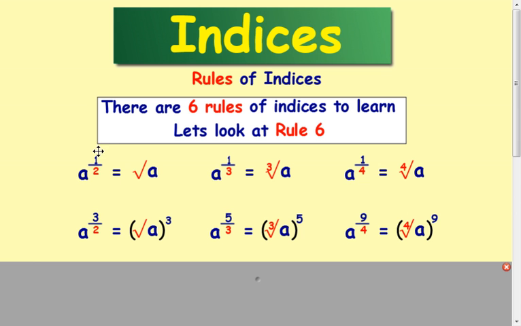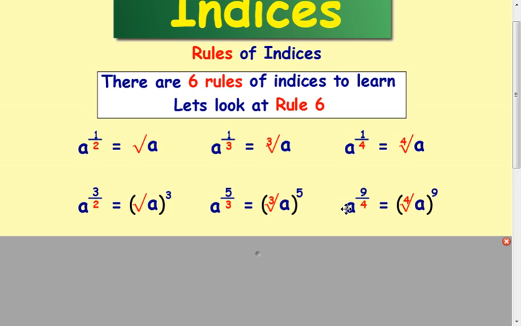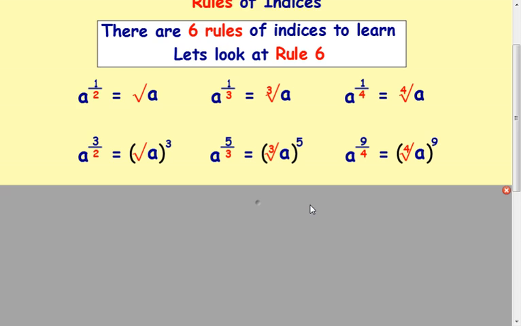Now, fractions don't always have a 1 in the top, so what do we do when we have a number in the top? Well, the bottom part in this first example stays as the root, and the top bit goes as a power. Same idea in the second example here. We're still doing the third root, but we're doing it to the power of 5. So a to the power of 5 over 3 is a cube root of a to the power of 5. A to the power of 9 over 4 is the fourth root of a, and you take it to the power of 9. Again, I'll show you why in a second.